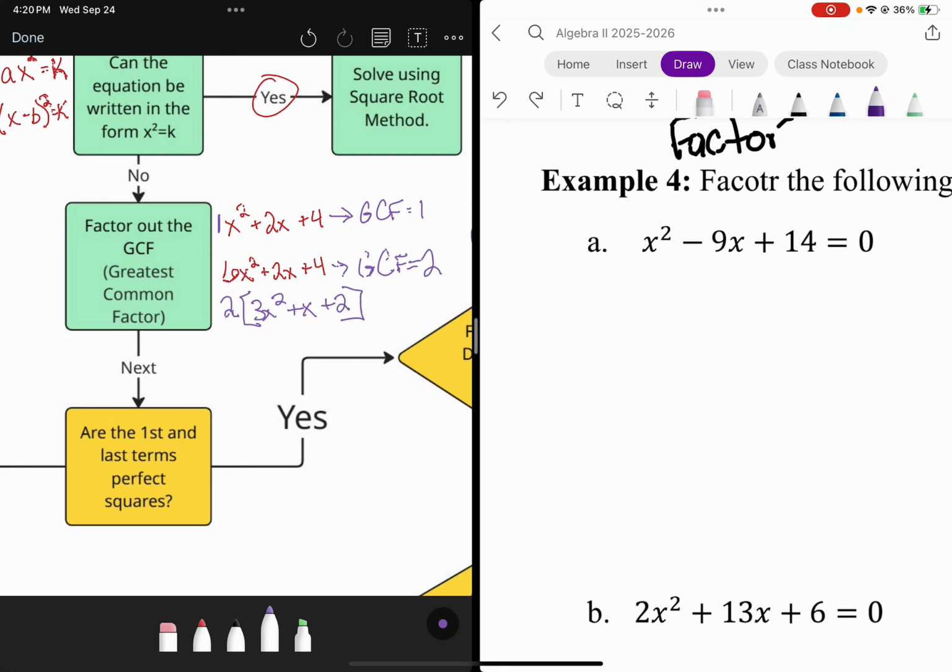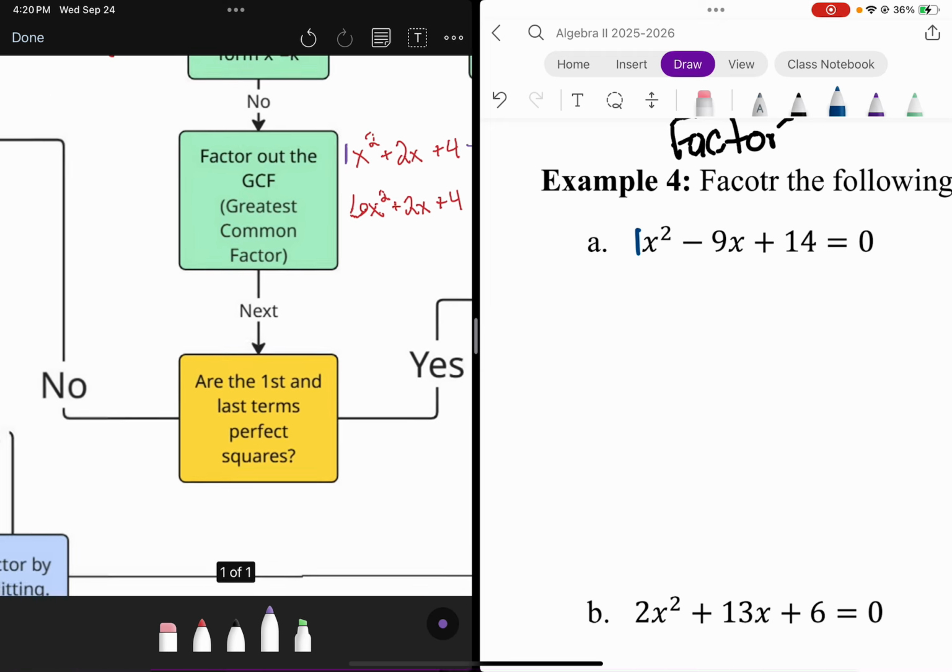Okay, so if there's a 1 in front, your GCF is going to be 1. If there's a different number up front, you are going to check for the largest number you can divide all of the coefficients by. So if we look at example 4a, this one has a 1 up front. So that means our GCF is 1. We can move on to the next step.